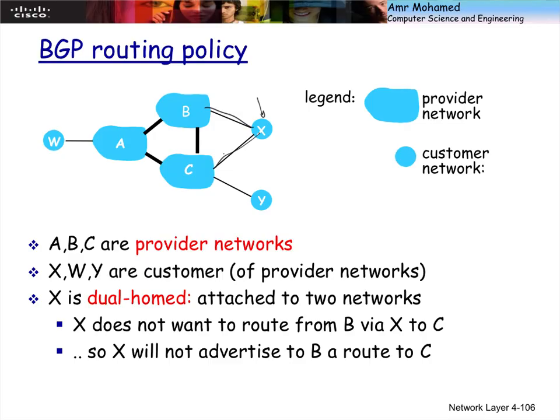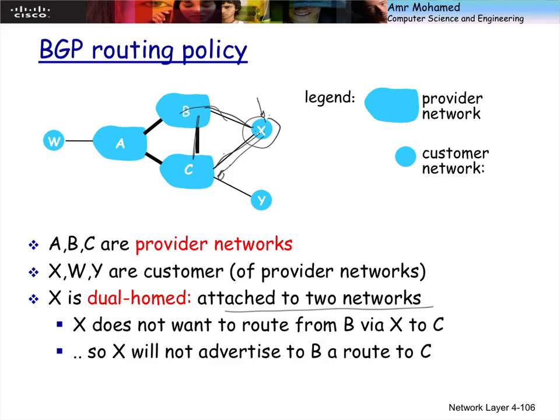So A, B, and C are network providers. X, Y, and Z are customers, like Qatar University, like any customer. So X is dual homed and attached to two networks at the same time. In that case, one thing we should take care of is that X should not advertise any routing coming from B to C. Why? To avoid loops, right? Especially since B and C are connected together.